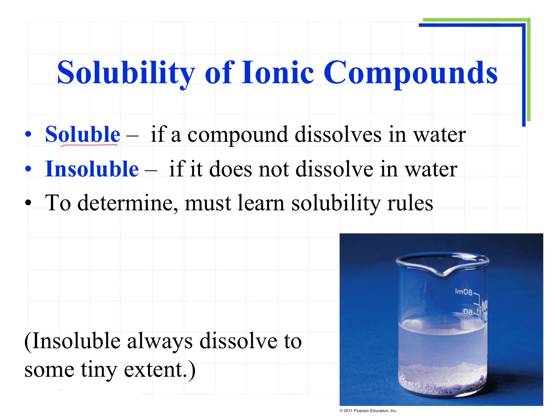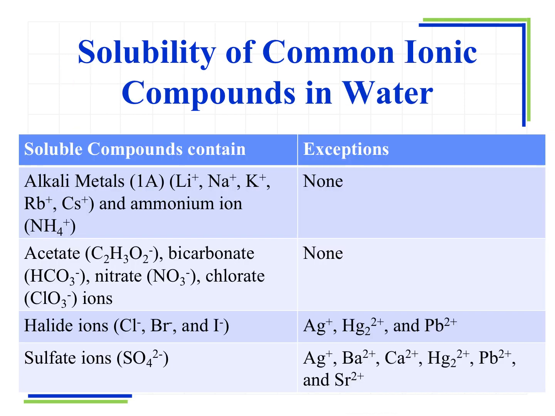And to determine if they're soluble or not, we have to memorize the solubility rules. One thing that you have to remember is that even the insoluble ones always dissolve to some tiny extent. You're going to learn more about these in the next chemistry classes. So this is the solubility rule, the common ionic compounds in water.